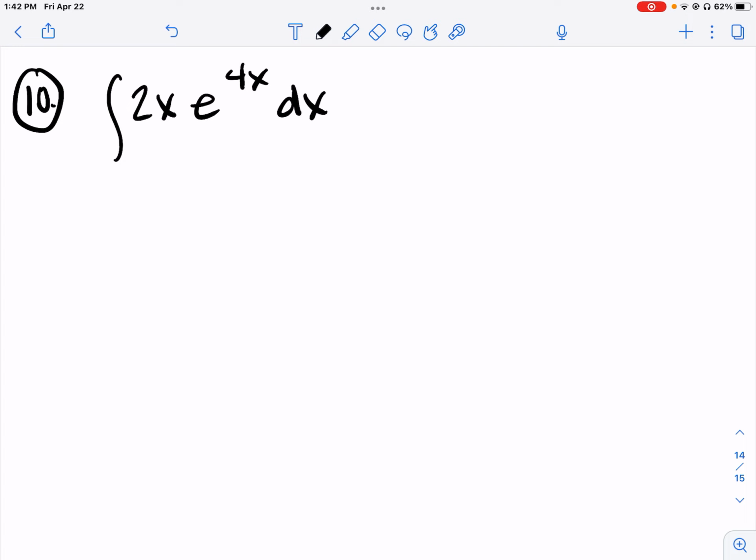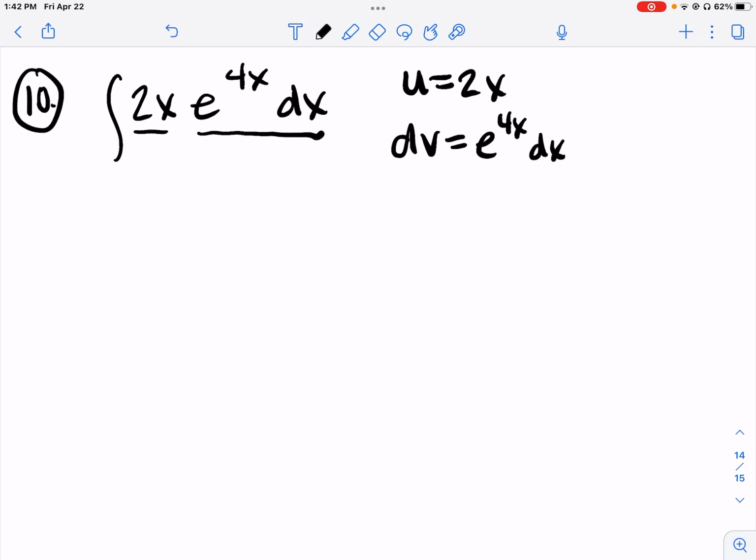Okay, integration by parts. U is always ln if you have it. If not, look at the algebra part. So u is going to be 2x. dv is the rest of it. So du is the derivative of 2x.